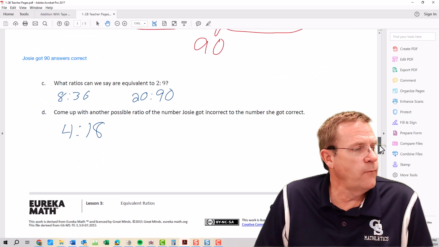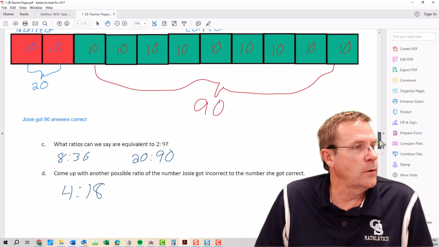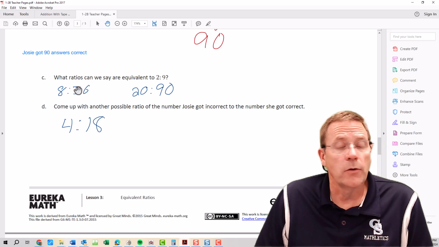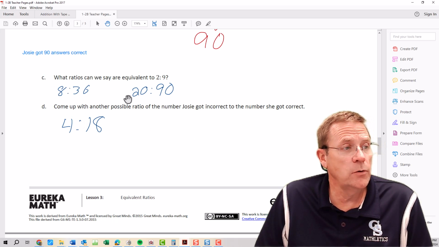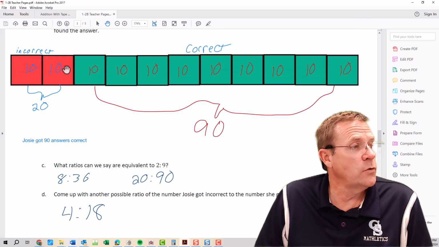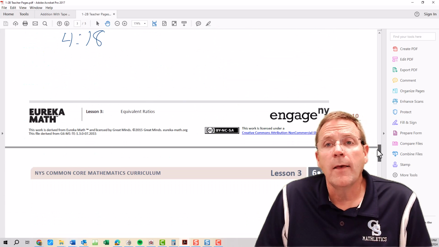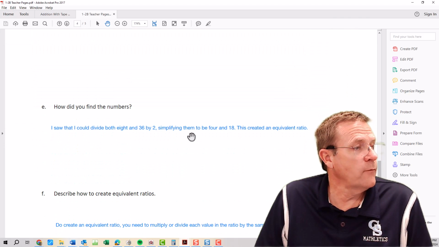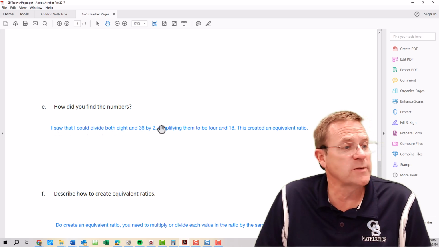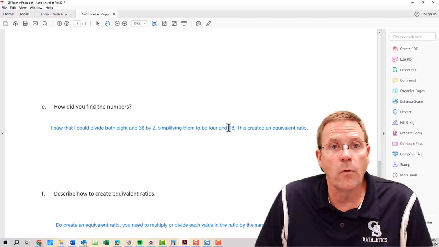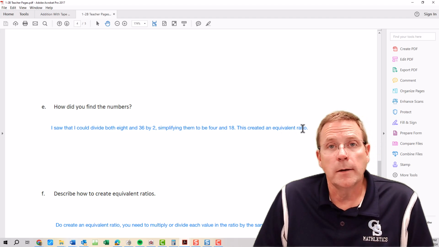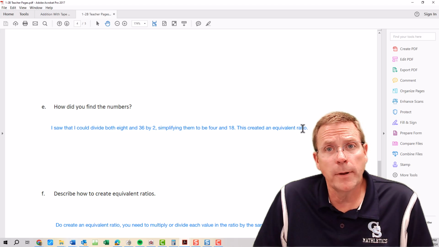And the way I got 4 to 18 is I divided the 8 and 36 by 2, or I multiplied the 2 and 9 by 2. Either way, I'm either multiplying or dividing both of the given numbers by the same value. Now, what I wrote down for my answer, how did I find the numbers? I said I saw I could divide both 8 and 36 by 2, simplifying them to be 4 and 18. This created an equivalent ratio. Like I said, you could use multiplication too, since that's more of what we've been doing with the tape diagrams.